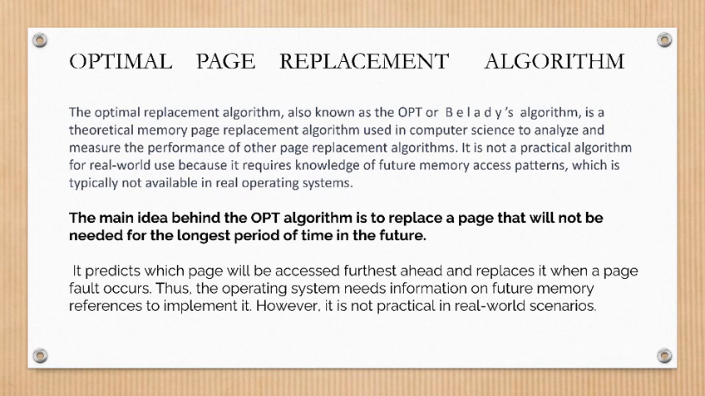The main idea behind the optimal page replacement algorithm is to replace the page that will not be needed for the longest period of time in the future. It predicts which page will be accessed furthest ahead and replaces it when a page fault occurs. Thus, the operating system needs information on future memory references to implement it. However, it is not practical in real world scenarios.